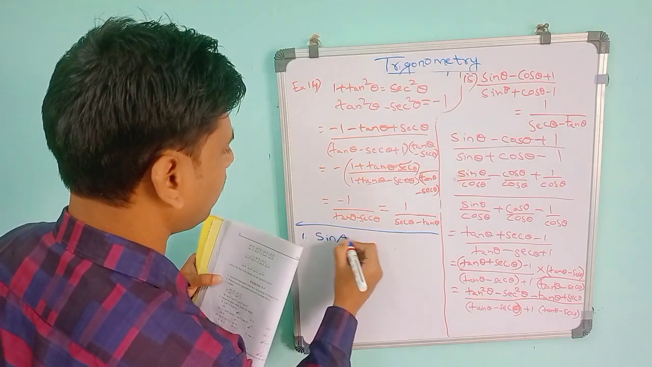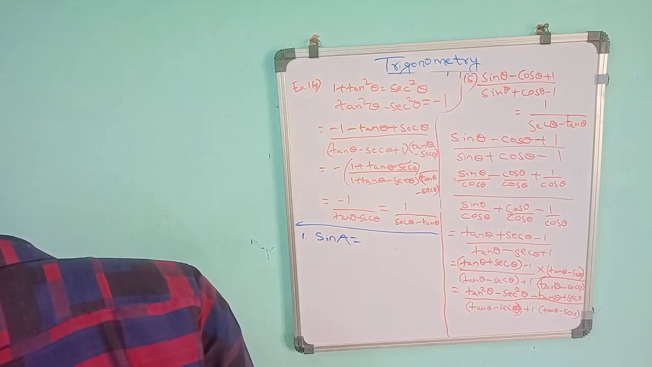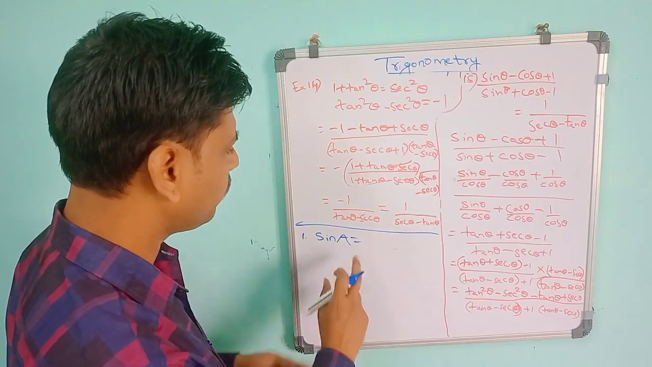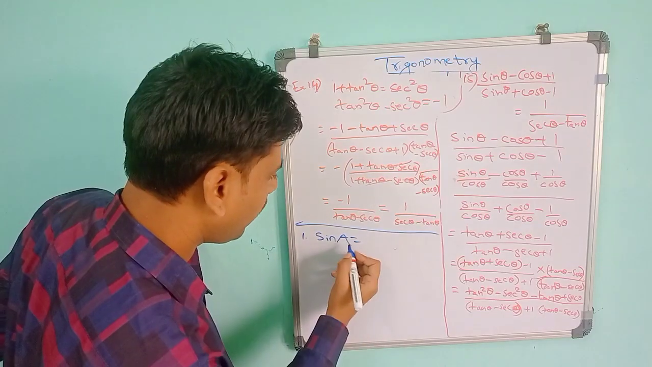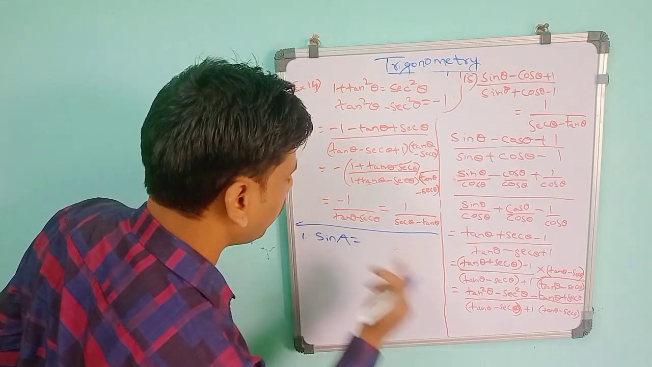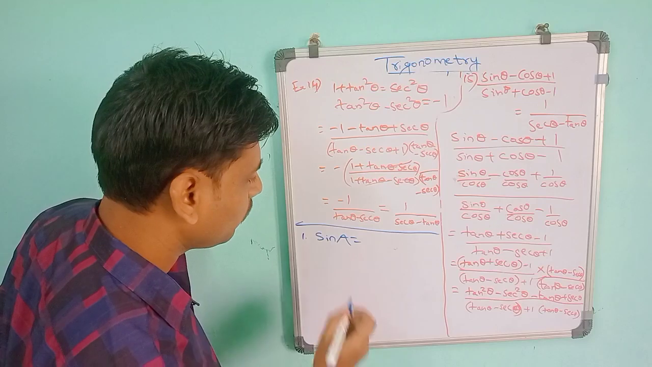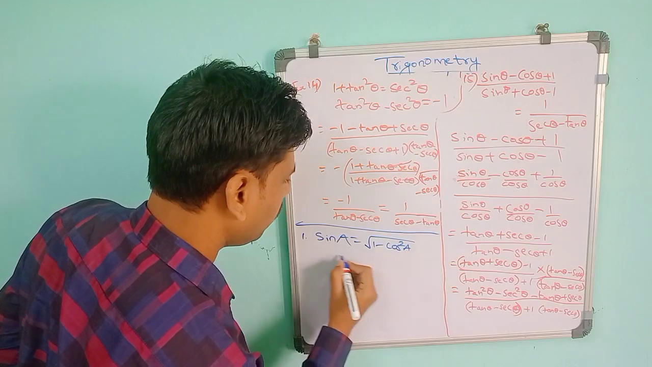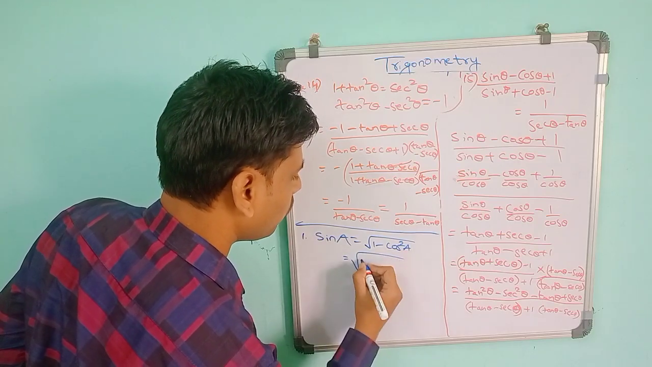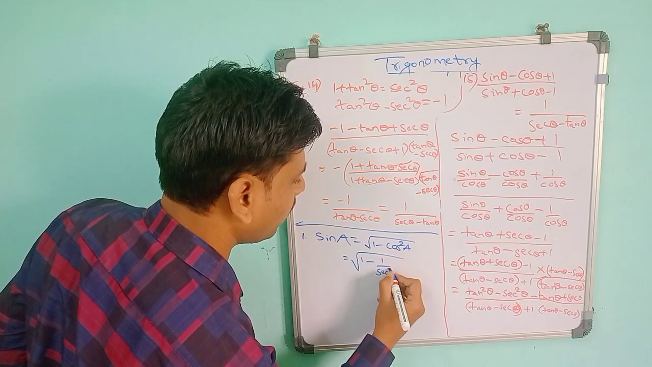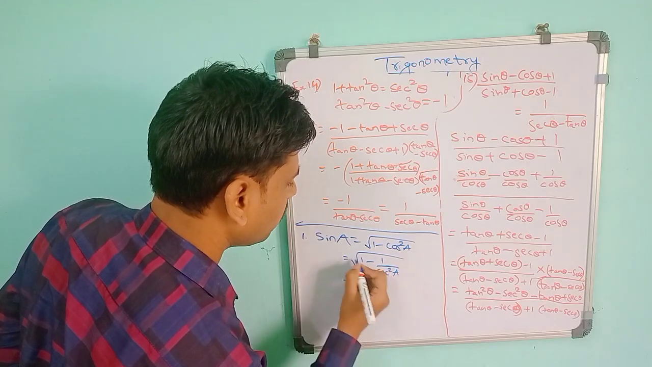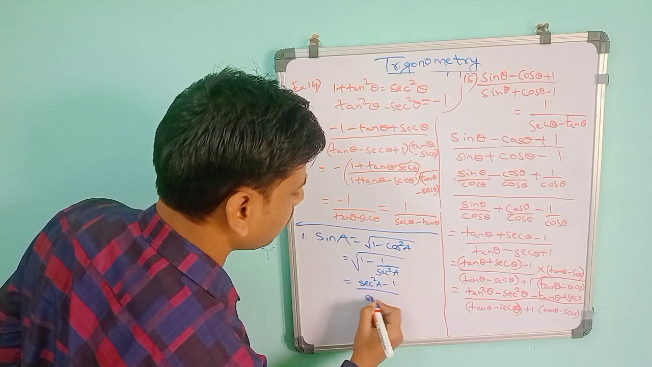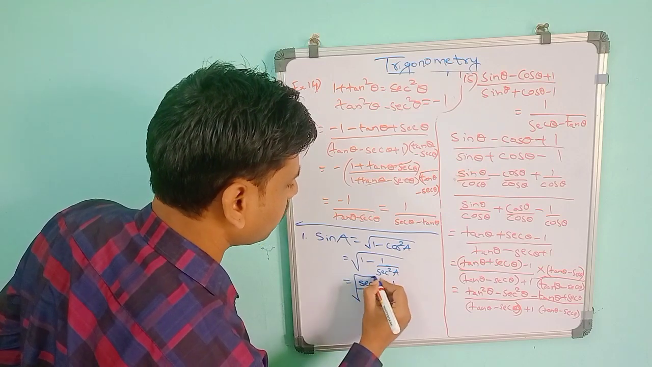So sin A in terms of cot A. You don't have a direct relation between sin A and cot A. So for that, first you write this in terms of cos. We have sin square A plus cos square A is equal to 1. So sin A is equal to root of 1 minus cos square A. We can write 1 minus cos square A as, with 1 by sec square A, the LCM is sec square A. So sec square A minus 1 divided by sec square A, whole root.